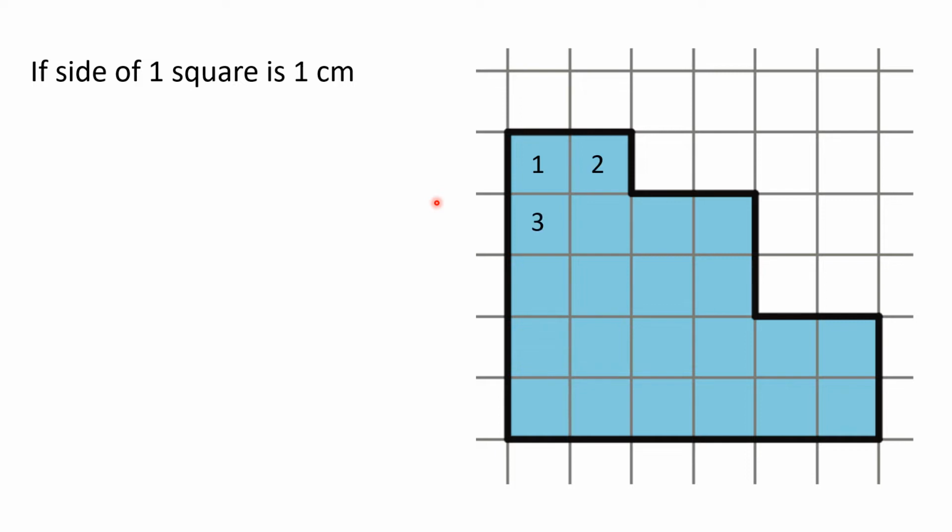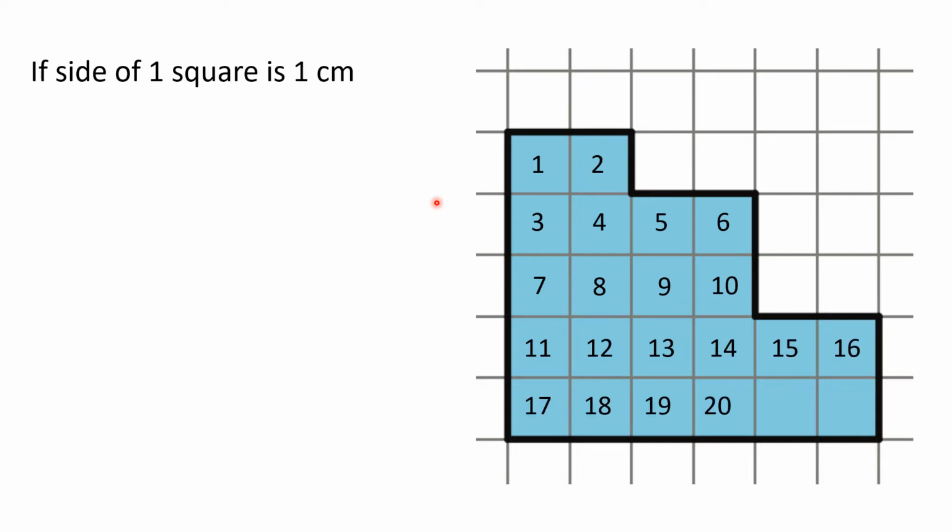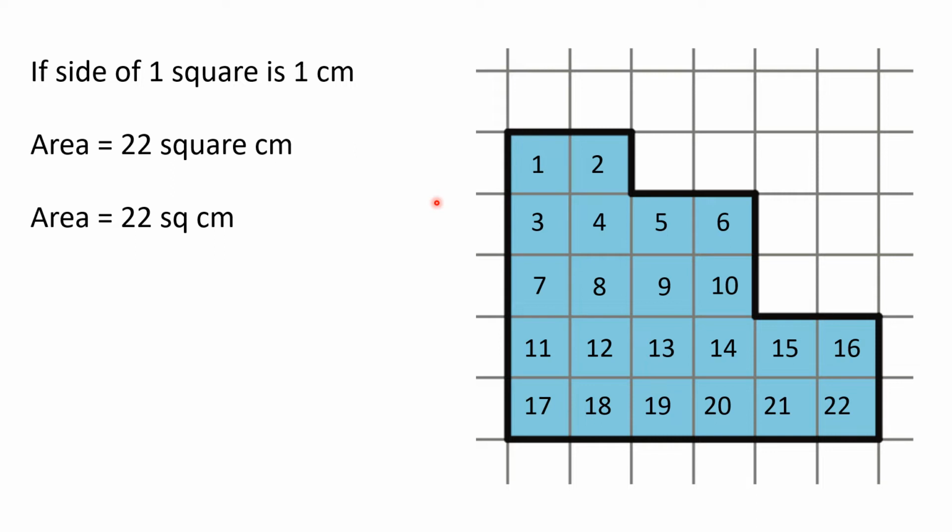1, 2, 3, 4, 5, 6, 7, 8, 9, 10, 11, 12, 13, 14, 15, 16, 17, 18, 19, 20, 21, 22. Total squares are 22. It means the area of this closed figure is 22 square centimeters. We can write it like this also: area equals 22 square centimeters, and this is also a way to write centimeter square, with this power 2.